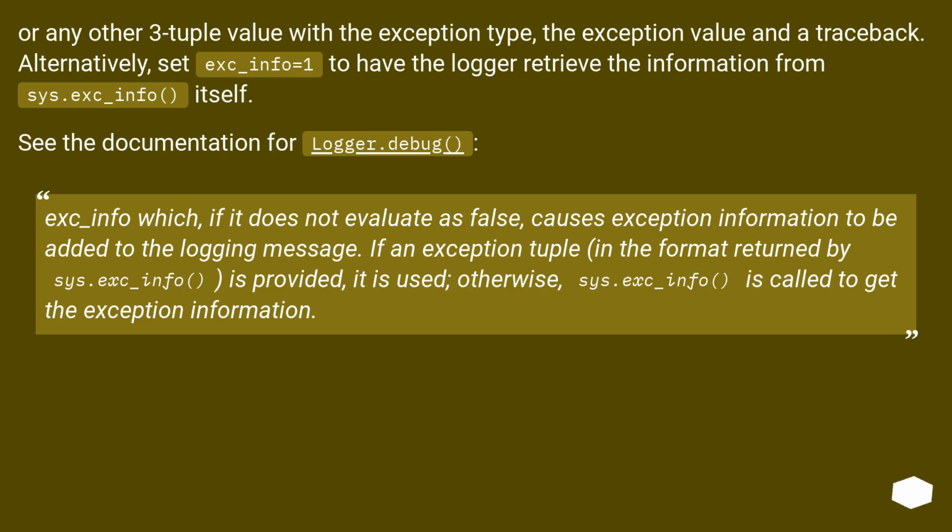exc_info which, if it does not evaluate as false, causes exception information to be added to the logging message. If an exception tuple, in the format returned by sys.exc_info, is provided, it is used. Otherwise, sys.exc_info is called to get the exception information.